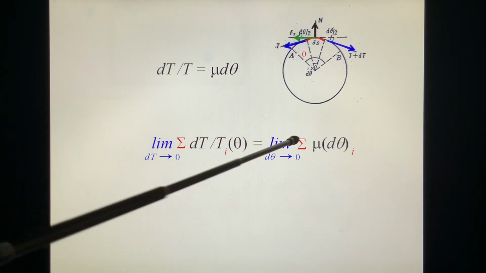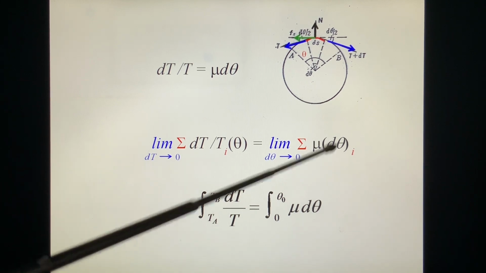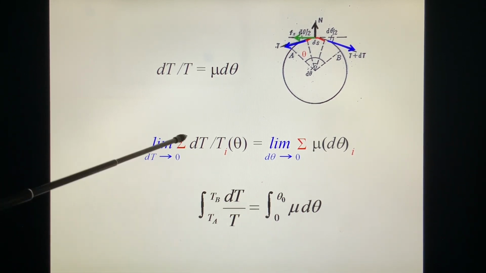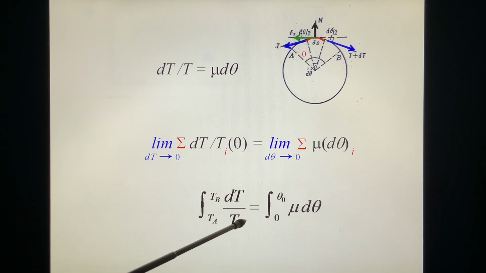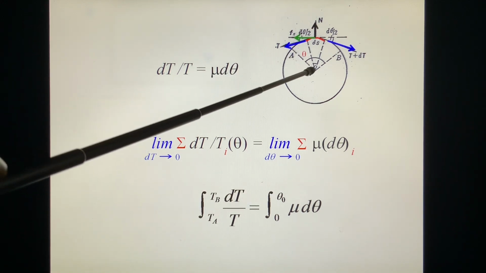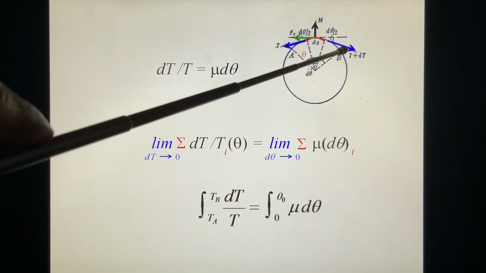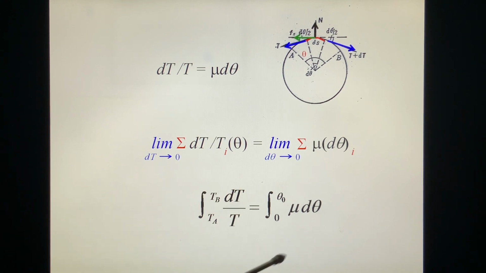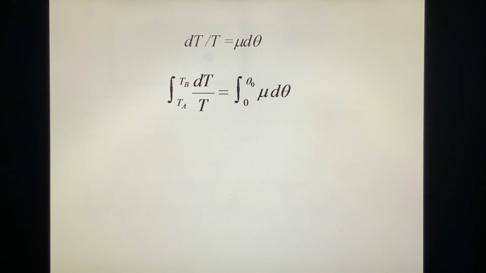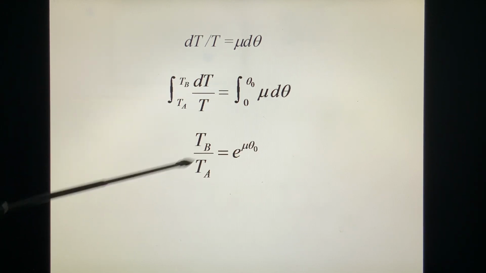So we rewrite this: integration of mu d theta, integration of dT over T. From where to where? When theta equals 0, T is tension Ta. When theta equals theta 0, T is Tb. That's the equation. So we directly write the equation and do the integration on both sides. We get log of Tb over Ta equal to mu theta. And we should say Tb over Ta equals e to the mu theta.